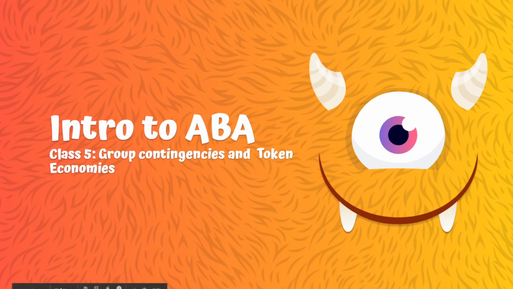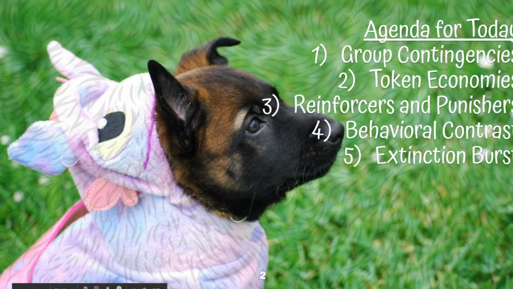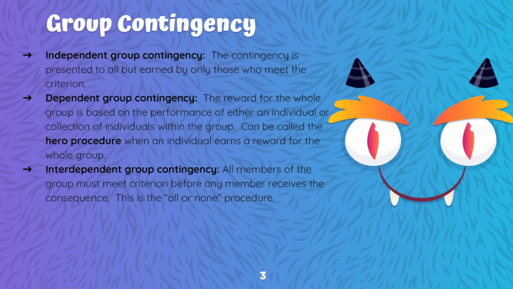So next, let me go over the agenda. Today we're first going to be talking about group contingencies, then we'll go into token economies, reinforcers and punishers, behavioral contrast, and extinction burst. So first, starting with group contingencies.